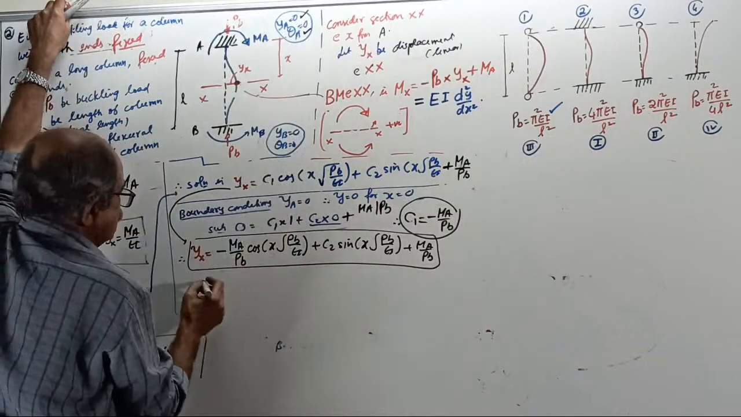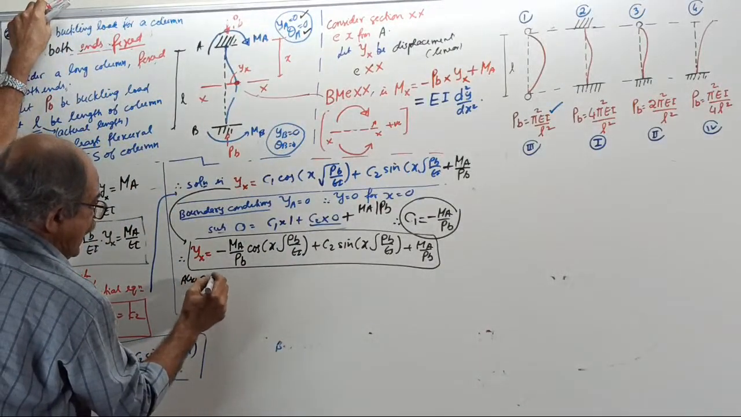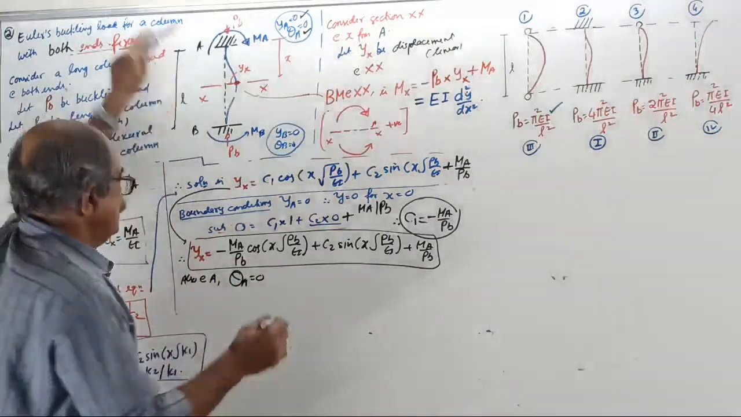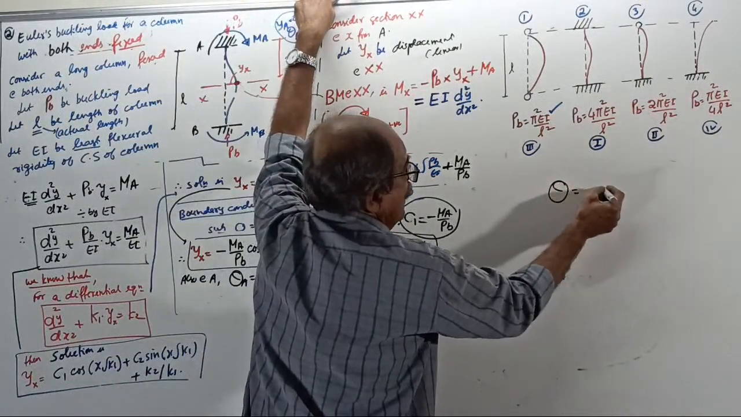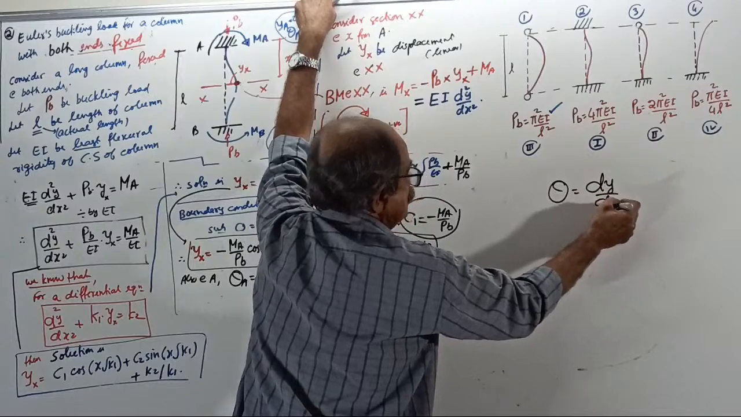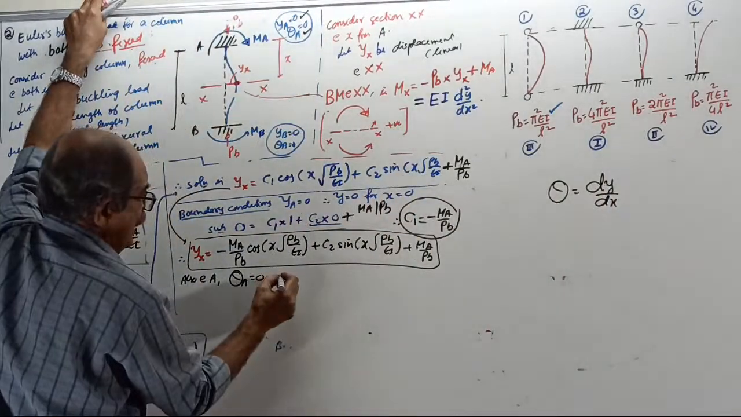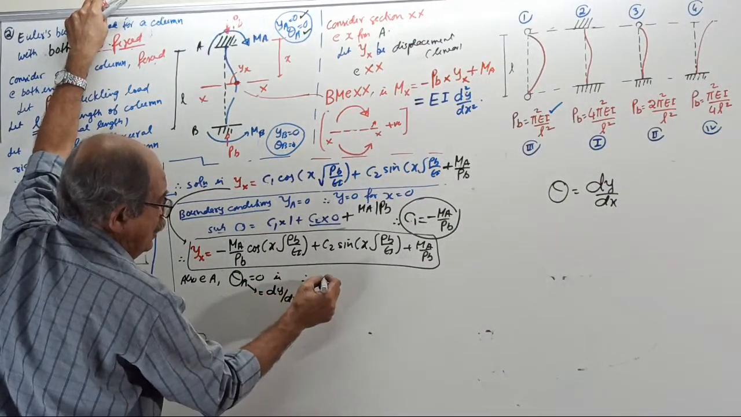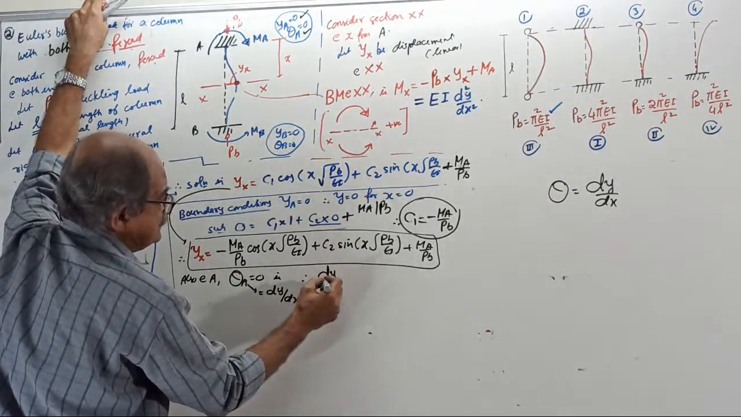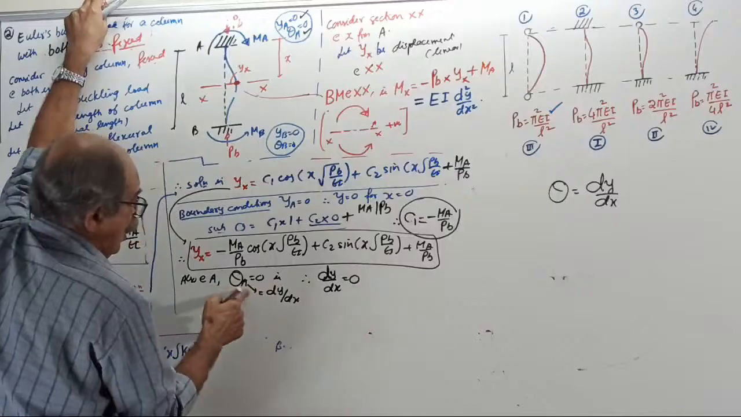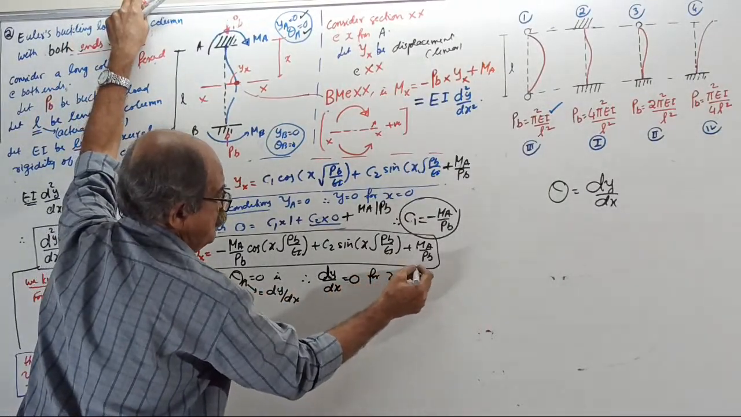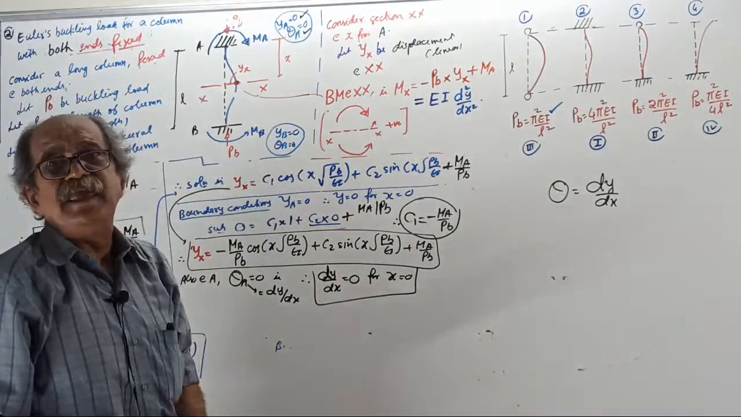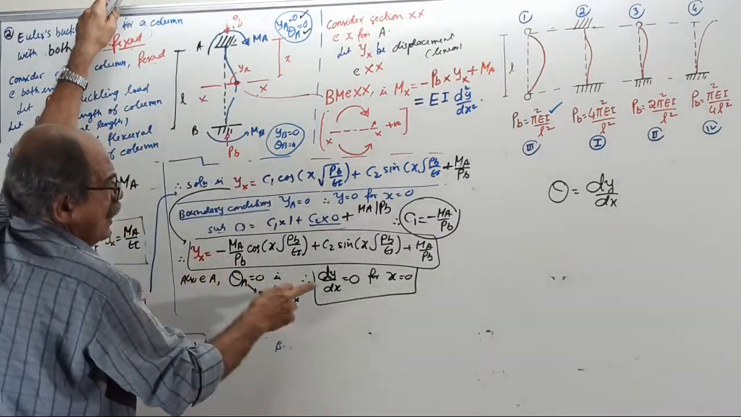Second condition here. Also at A, you know that theta A is 0. You know that theta is always what? dy by dx. So at A, theta A is 0. Theta is always equal to dy by dx. Therefore dy by dx equal to 0 for x equal to 0. Theta is nothing but dy by dx.